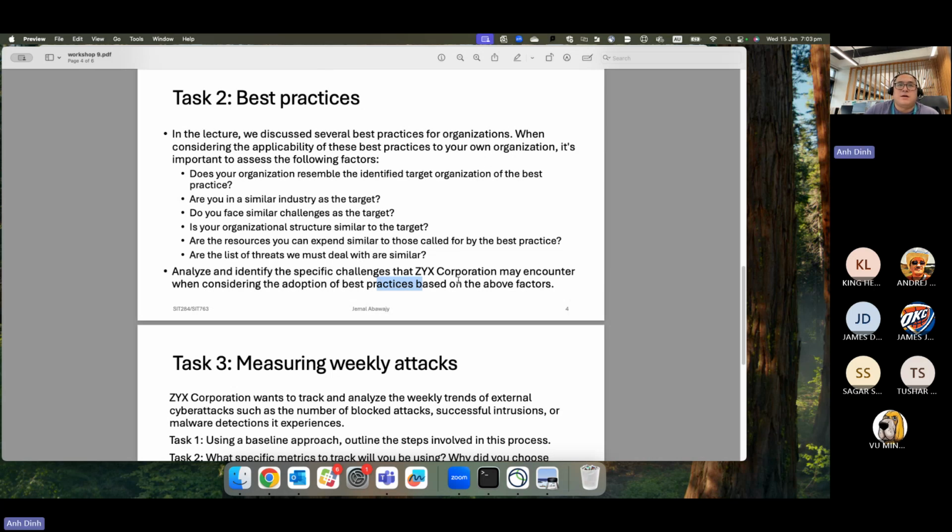In the lecture slides, we have considered a few problems that you need to consider when adopting a best practice. So for this task, you just need to go through this list and see whether answering these questions is easy or not. If it's not easy to check whether these questions are yes or no, then it means that it's quite challenging to adopt best practice. If it's easy, then yeah, you're good to go. Then you should adopt the best practice.